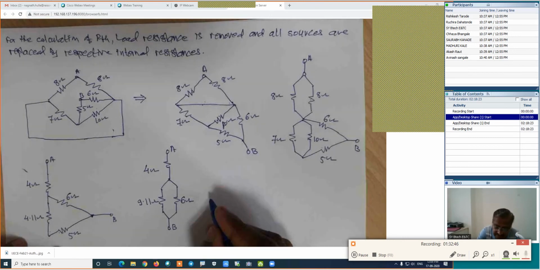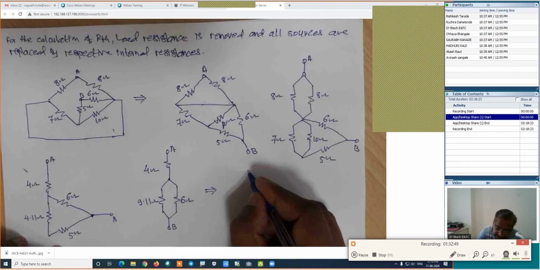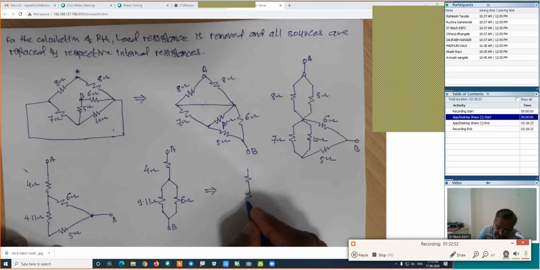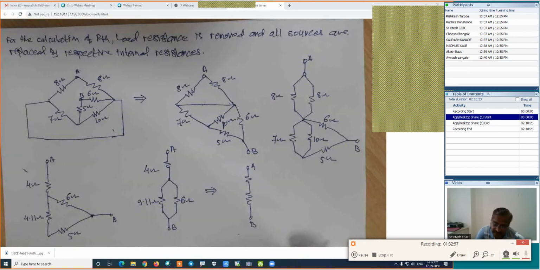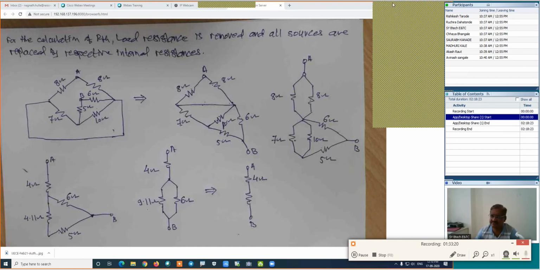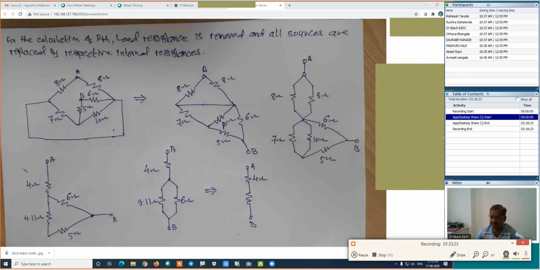Right? The next of this will be one resistance here, second resistance here. This is A point, this is B point. This resistance is a 4 ohm. This resistance is a parallel combination of the two. How much is the parallel combination of the two? 9 is parallel with the 6. Find out the value. I am expecting the answers from your side. Yes. Avinash. Yes. 3.61, sir.